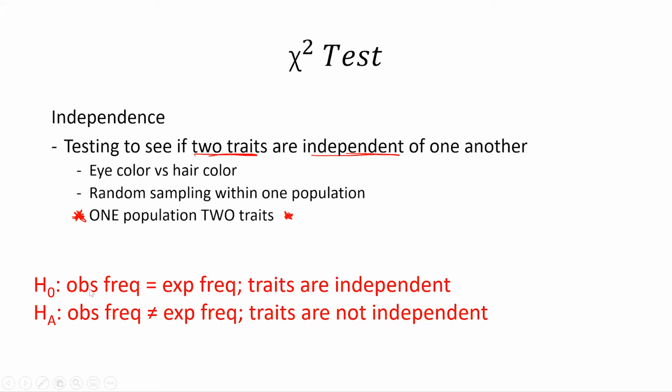Again, our null and alternative are the same, but we interpret them differently. So again, our null is that our observed frequency equals our expected frequency. However, our interpretation is that the traits are independent of each other. Our alternative is that the observed frequency does not match our expected frequency, and we interpret that to mean that our traits are not independent. Our traits are dependent.